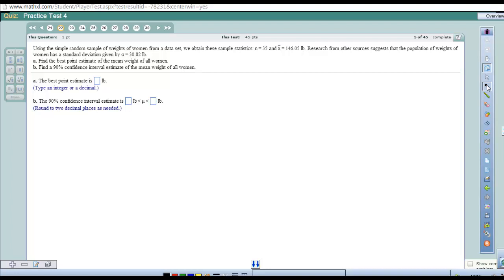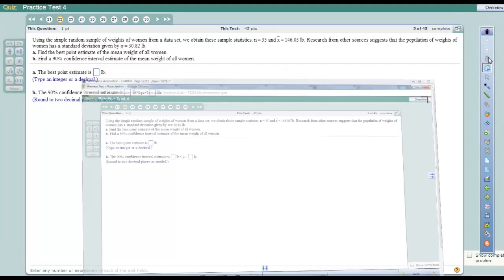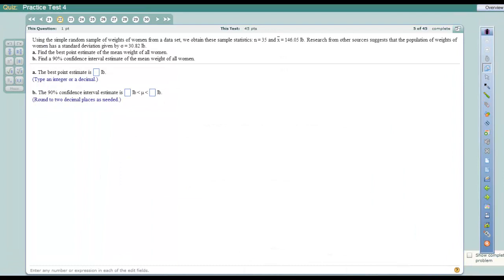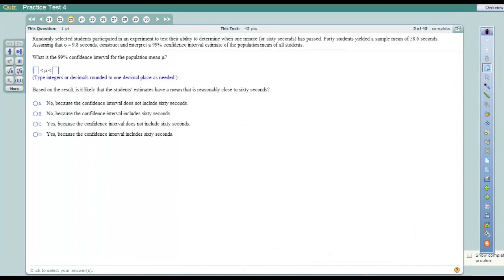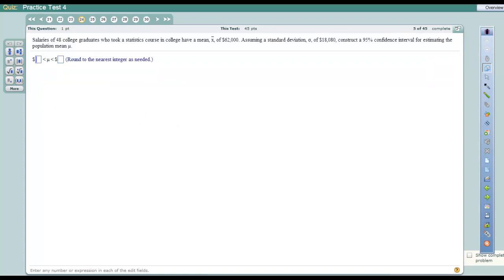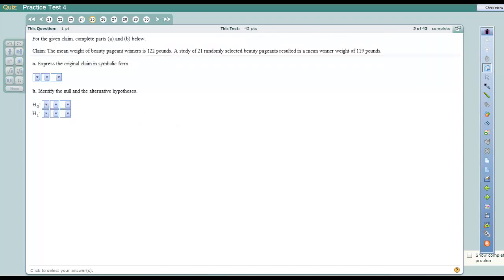Z. We know sigma, and our sample size is large, so we would do a Z interval. Okay? All right. I'm going to skip on and talk a little bit about hypothesis testing. All right, those are more confidence intervals.